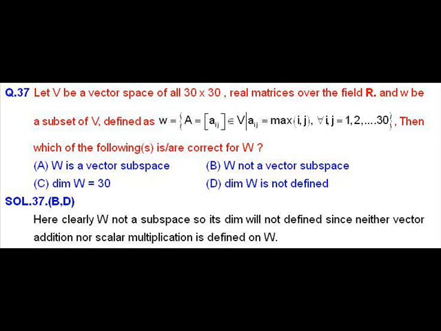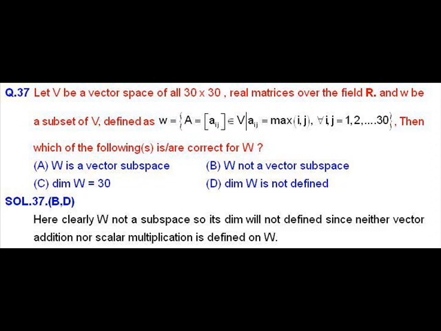Solution of question number 37. Here we have V, a vector space of all 30 cross 30 real square matrices over the field R, and W is a subset of V which has such 30 cross 30 matrices whose ijth entry is nothing but the maximum of i comma j. So basically W has only a single element, that is, W is a singleton set which has a non-zero element.